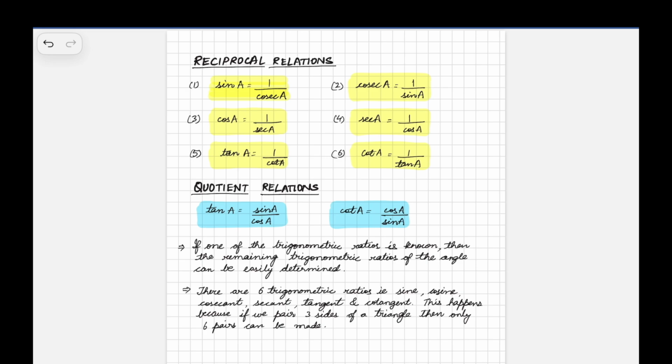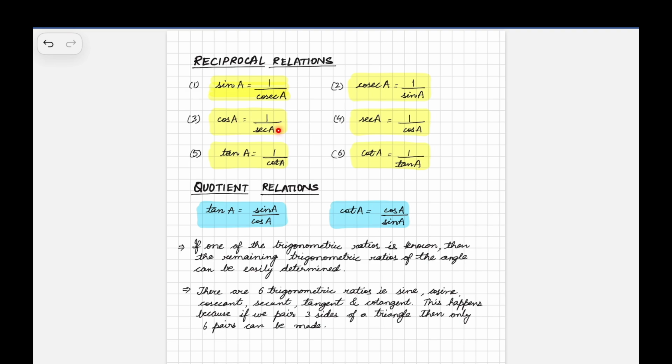The trigonometric ratios are very closely connected by a relation. Now let us see how. There are two types of relations, reciprocal relations and quotient relations. Now since sin A is equal to perpendicular by hypotenuse and cosecant A is hypotenuse by perpendicular, which implies sin A and cosecant A are reciprocals of each other. That is sin A is equal to 1 by cosecant A and cosecant A is equal to 1 by sin A.